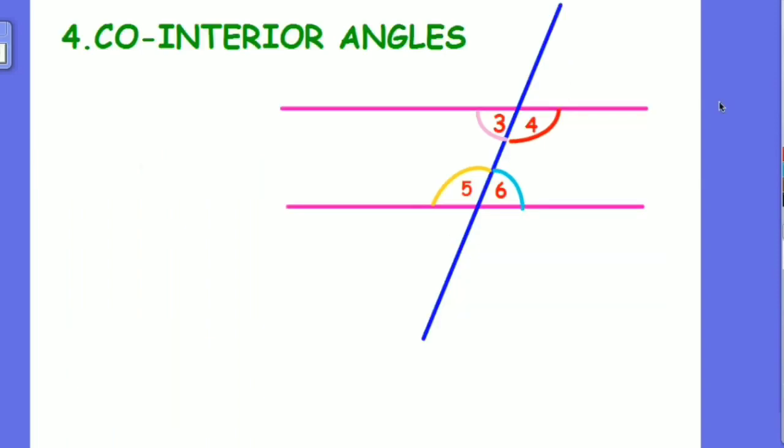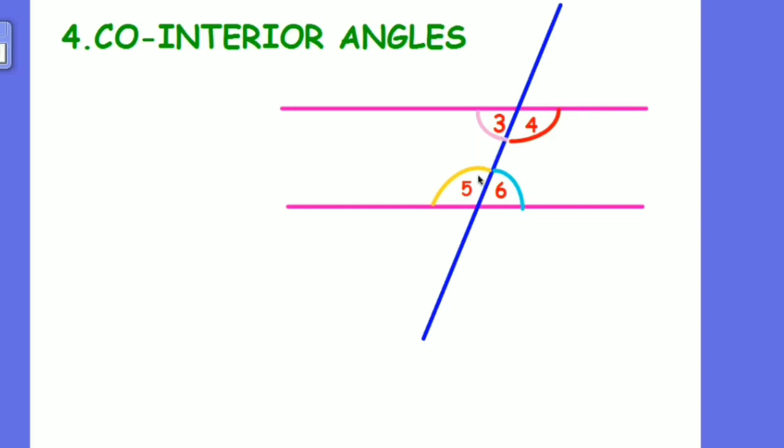What is the fourth property? The fourth property is co-interior angles. What is a co-interior angle? You can see two lines are parallel here. Inside, it's making angles 3, 4, 5, 6, which means there are 4 angles. These are interior angles, and this interior angle sum is equal to 180. That is the co-interior angle rule. You can say it's a supplementary angle also.